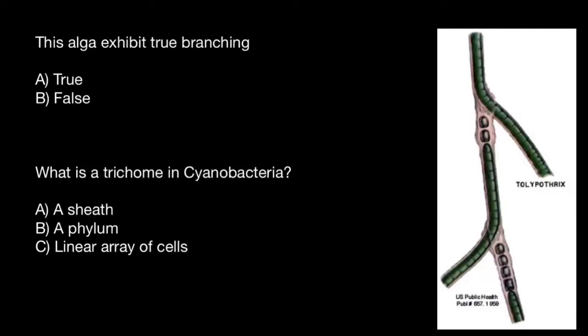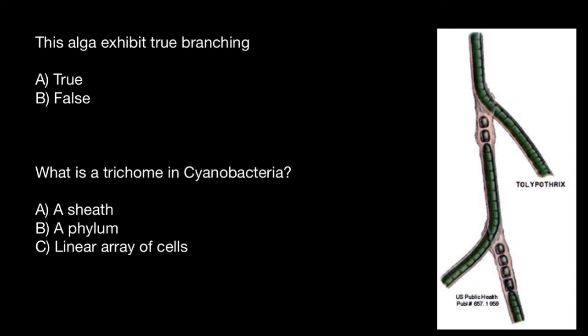Hello and welcome to Nikolay's genetics lessons. Today I have prepared two questions for you, one true-false and one multiple choice, both about cyanobacteria. What you see here is a colony of the cyanobacteria. This algae exhibits true branching. Is it true or false?